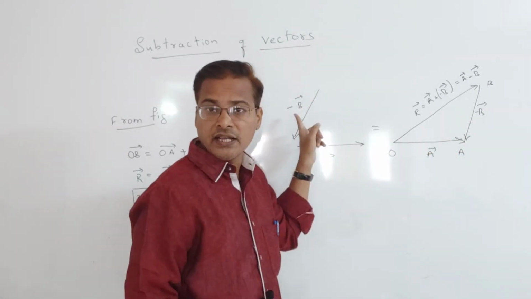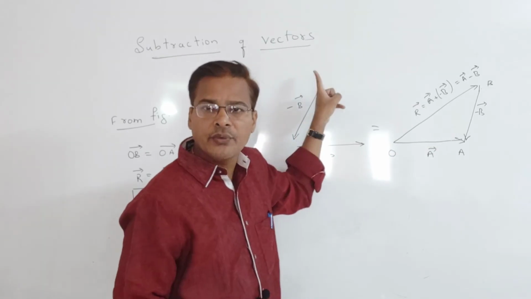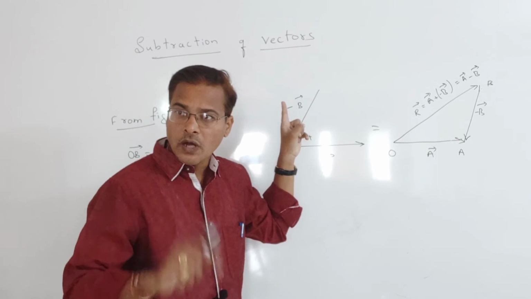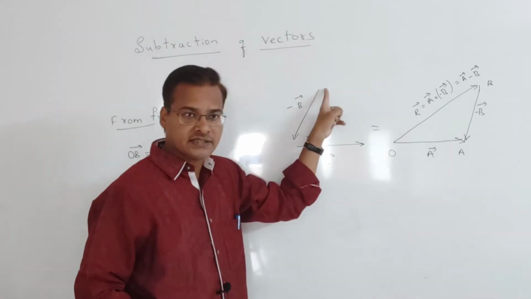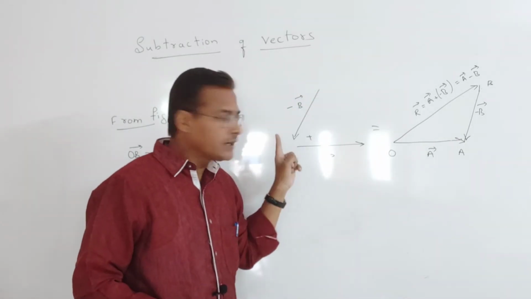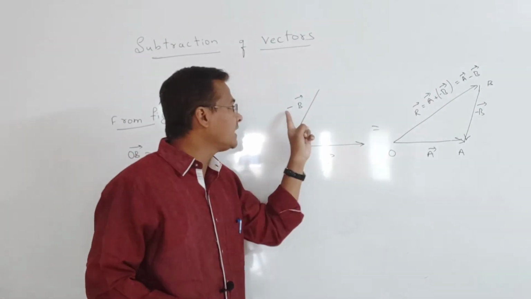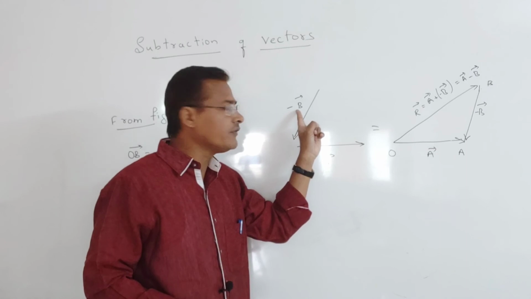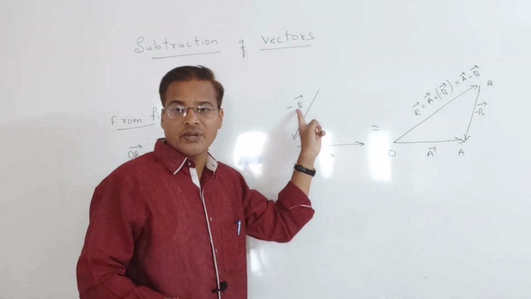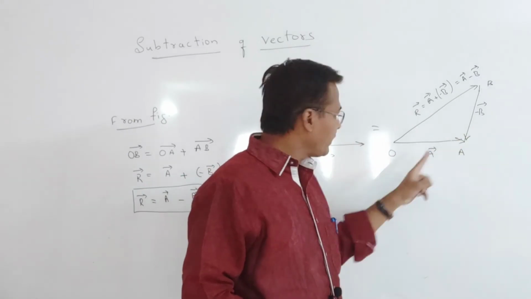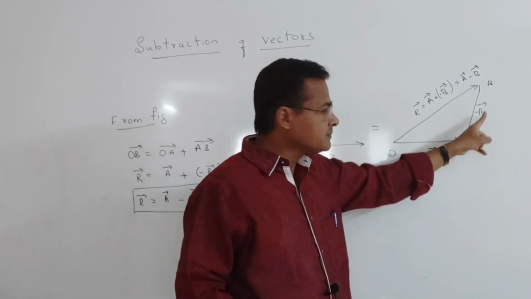Earlier we have taken tail to head, so that is plus B vector, we have written it. Now what we are taking is the reverse. What we are getting is head to tail. So whatever the vector is there, that is a negative vector we are getting. So that is minus B vector. So OA vector, and this is minus B vector.